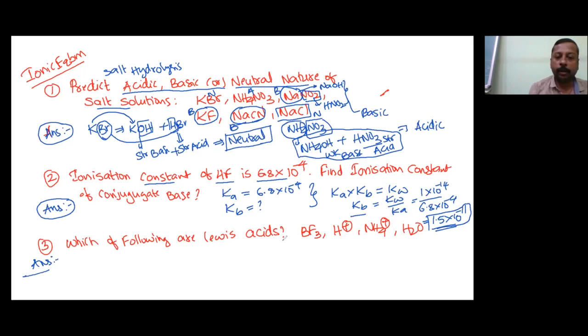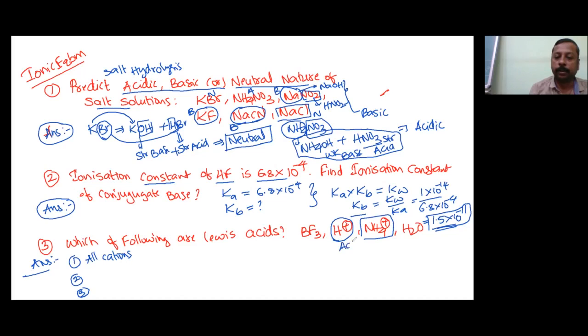Now let us see the next question: which of the following are Lewis acids? For Lewis acids, first of all, you should know the Lewis acid types. Even though this is not asked in the question, I will explain in such a way that you will be able to answer all related questions. First of all, cations, that is, positive ions, are Lewis acids. This will be a Lewis acid because it is a cation, and this will also be a Lewis acid because it is also a cation.